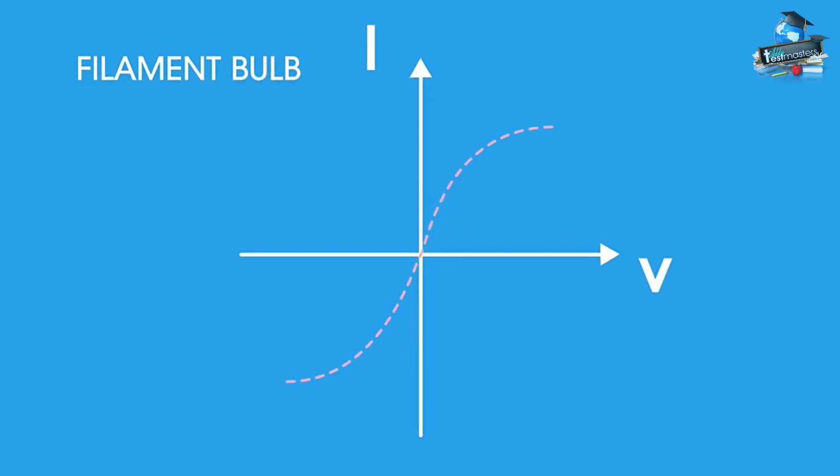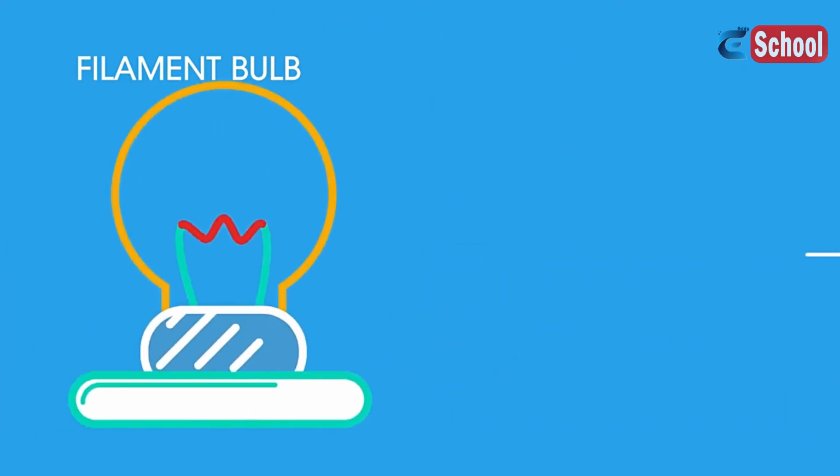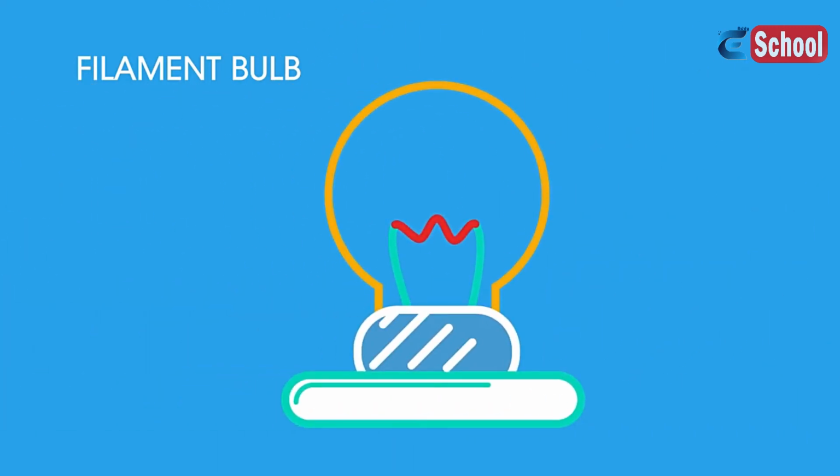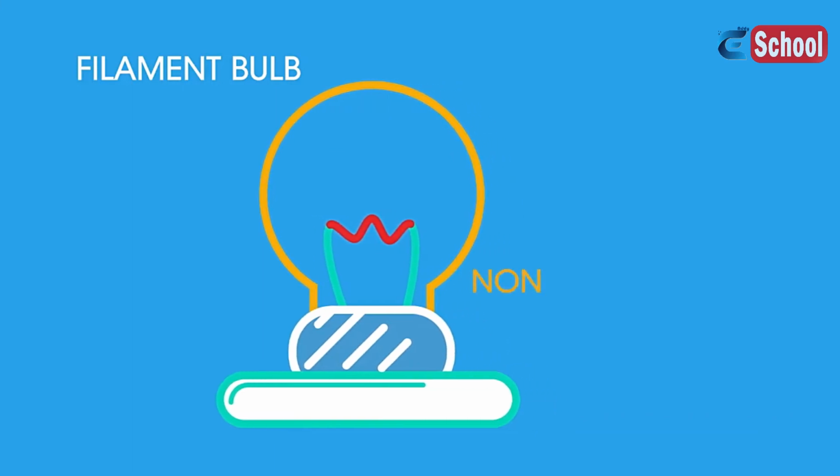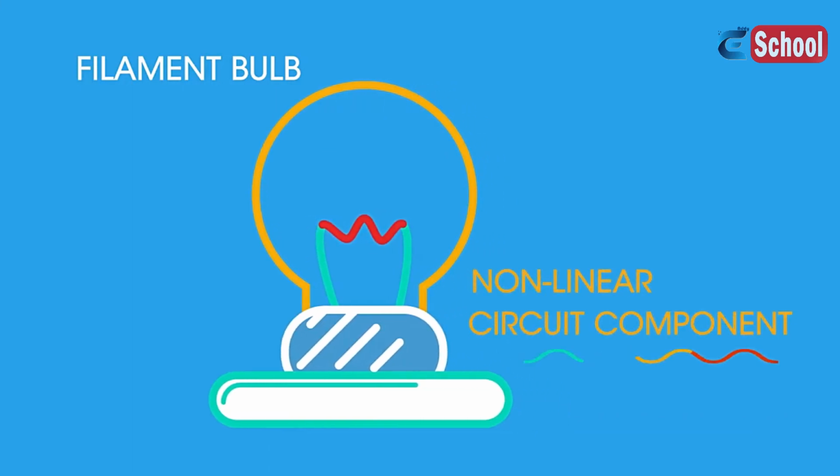Here is an IV graph for a filament bulb. Due to the resistance of the filament, energy is transferred, making the wire hot. The hotter the wire, the higher its resistance, so further increases in voltage V result in a proportionally lower increase in current I. The filament bulb is therefore not an ohmic conductor, so it's a nonlinear circuit component.